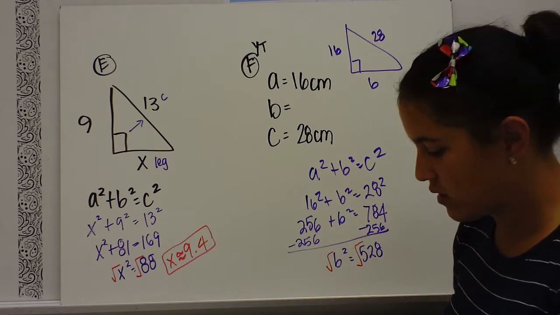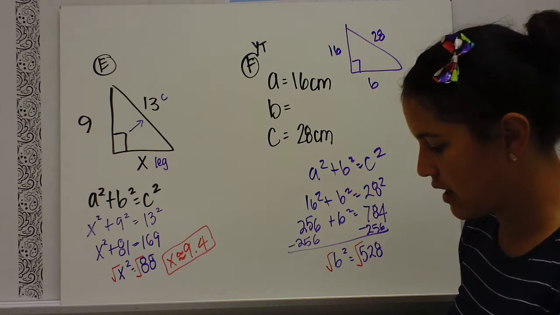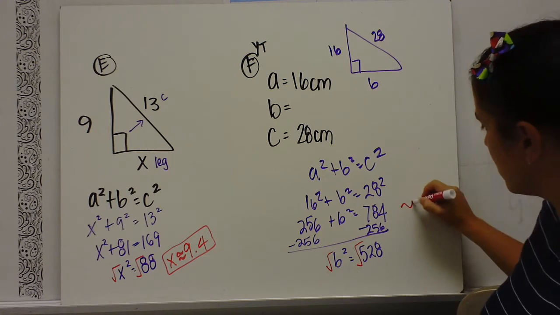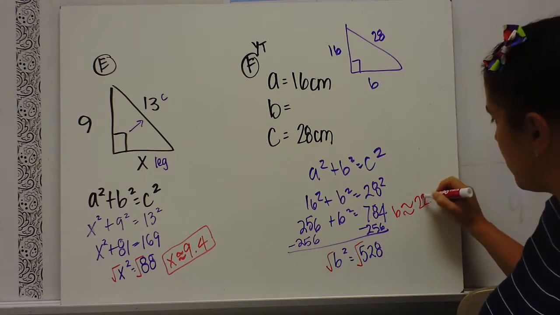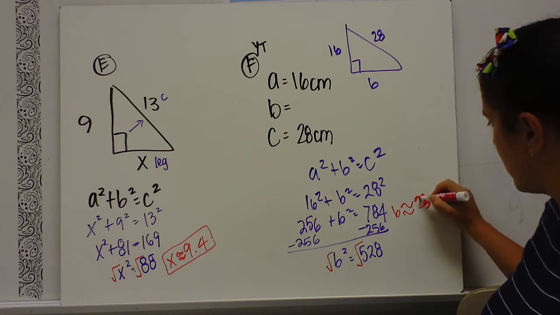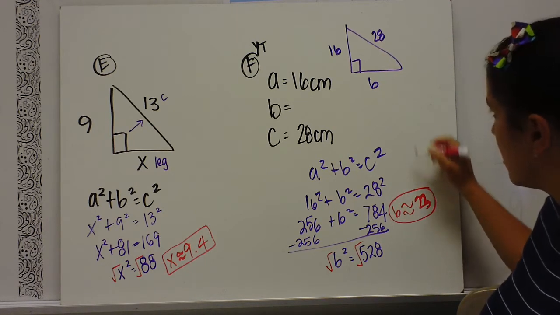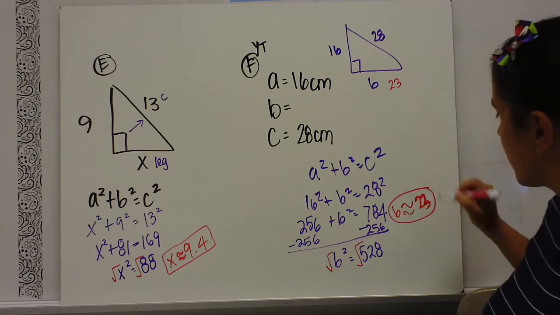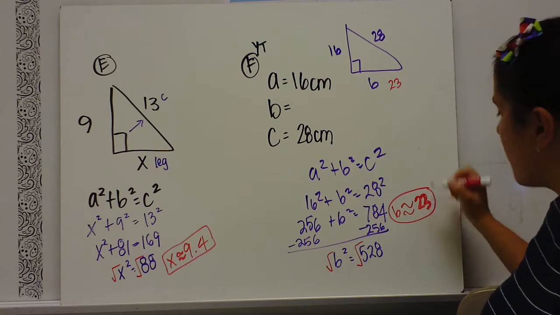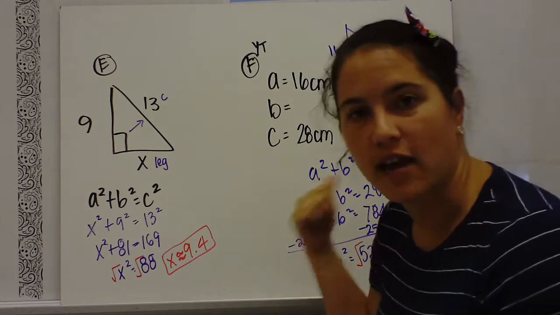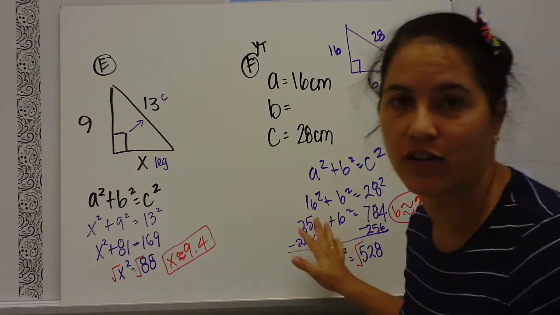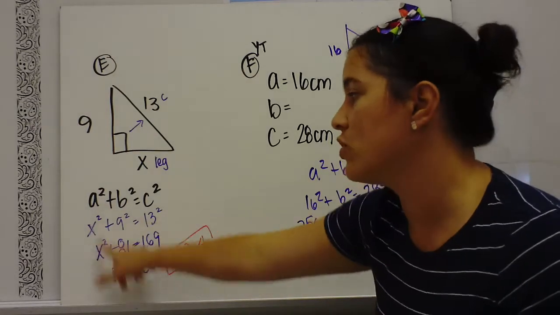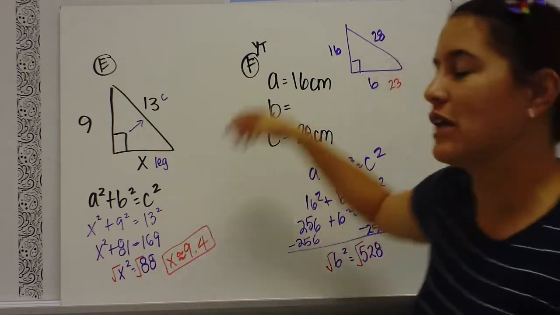So the square root of 528, and we get about 22.97, about 23. So if you have questions, write them down. You can ask me tomorrow, but this is an example where I left the middle value blank. Or you can put it in the first value and still get the same answer.